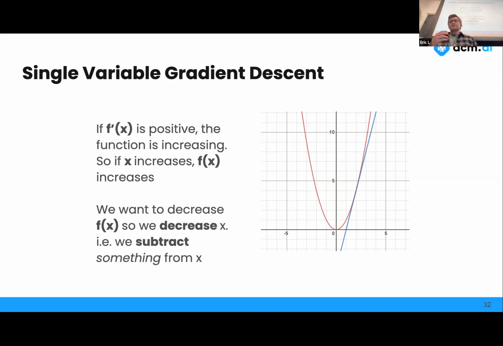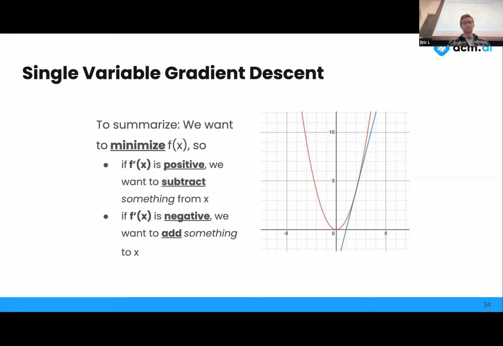So if f prime of x is positive, the function is increasing, so f of x will grow as we move forward. We want to decrease f of x, so we decrease x and subtract something from x. In this case, because it is single variable, we'll just be using the derivative. To minimize, we really just need to find the global minimum.